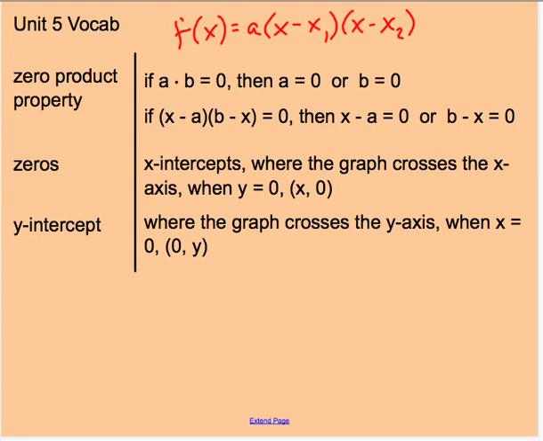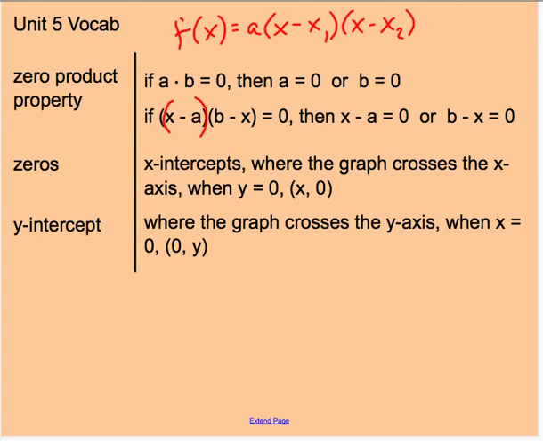of the function. In order to do that, we need the zero product property. And this is something you already know. If a times b equals 0, then a must be 0 or b must be 0. Now what we're going to have is a binomial times a binomial. A binomial is when you have two terms inside a parenthesis.